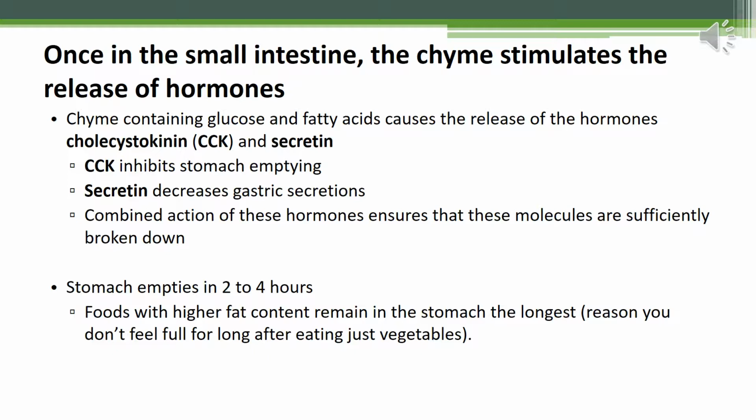But anyway, this hormone is the one responsible for inhibiting stomach emptying at this point, because we've already got the chyme in the small intestine, and we don't want any more stomach acid getting into this area to acidify the small intestine. And then we also release secretin in the small intestine, which decreases the gastric secretions of the stomach. Essentially what we're doing right now is basically turning off the stomach because we're done with the stomach and we need to begin digestion in the small intestine. And what these hormones ultimately do is they ensure that the molecules within the chyme are sufficiently broken down so that they can be absorbed later on in the small intestine.